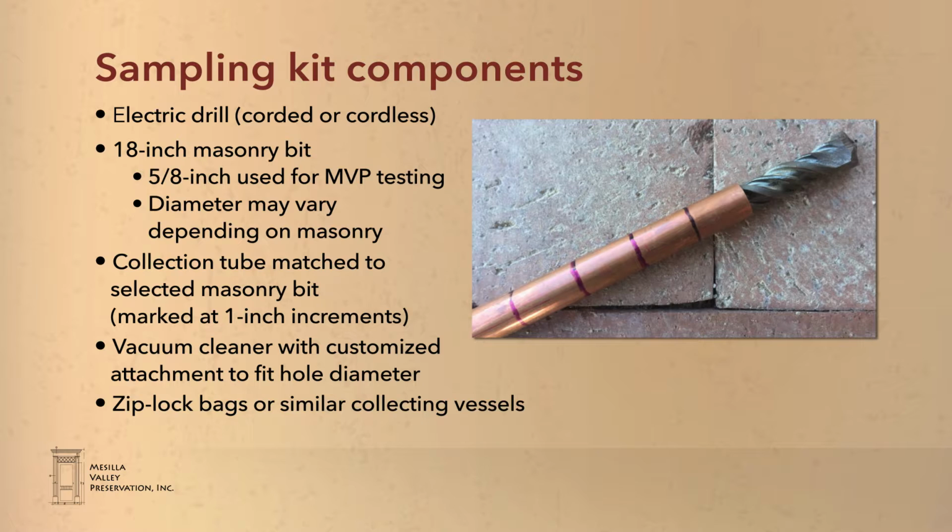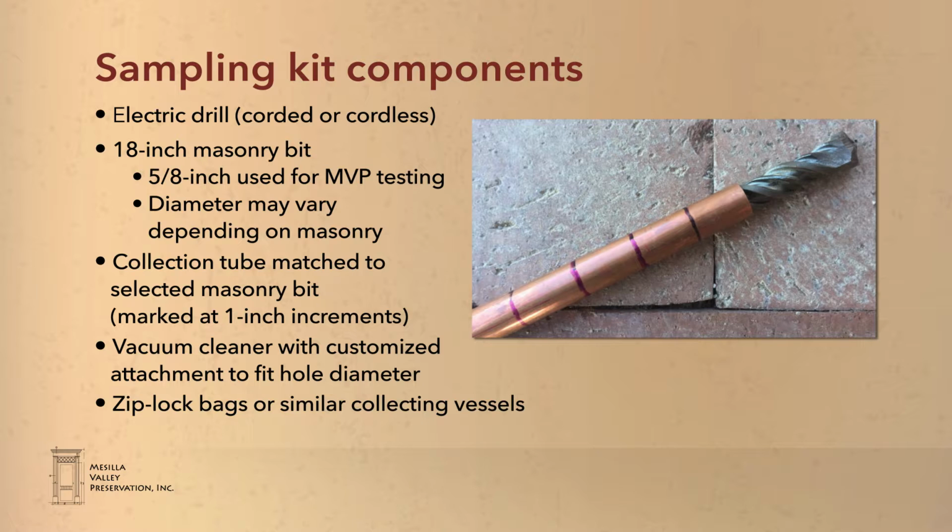The drill bit used in our prototype sampling kit is a 5/8 inch masonry bit in an 18-inch length. Different diameter masonry bits could also be used, but we found that the 5/8 inch bit worked well for our purposes. Another essential component of the sampling kit is a collection tube that is closely mated to the diameter of the drill bit. In our case, we used a simple piece of 1/2-inch copper pipe.